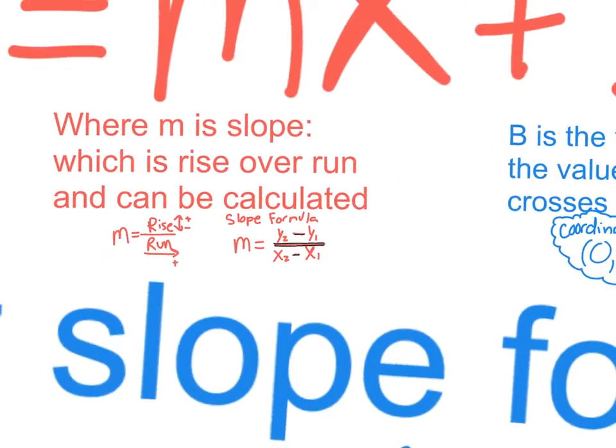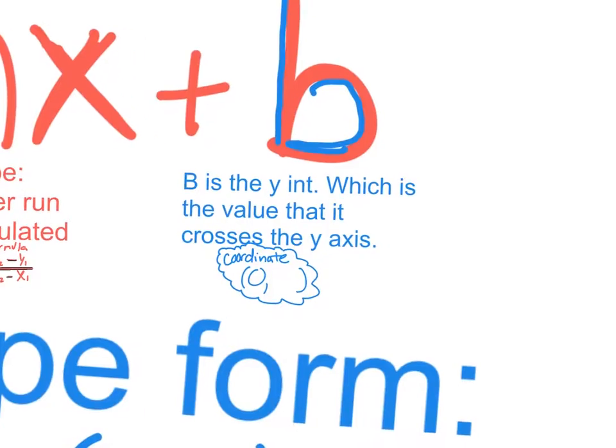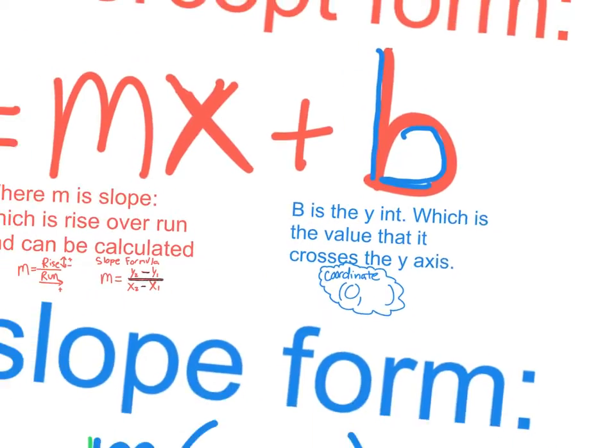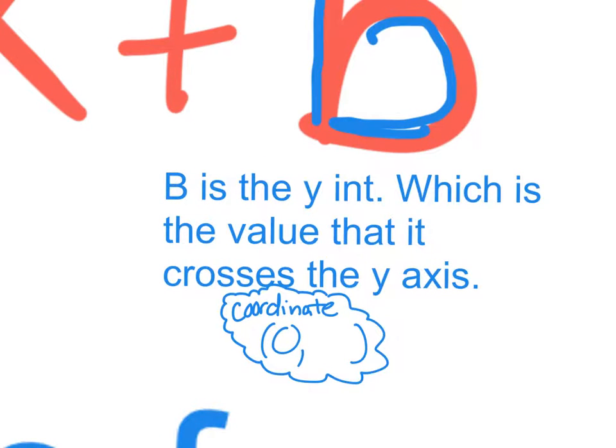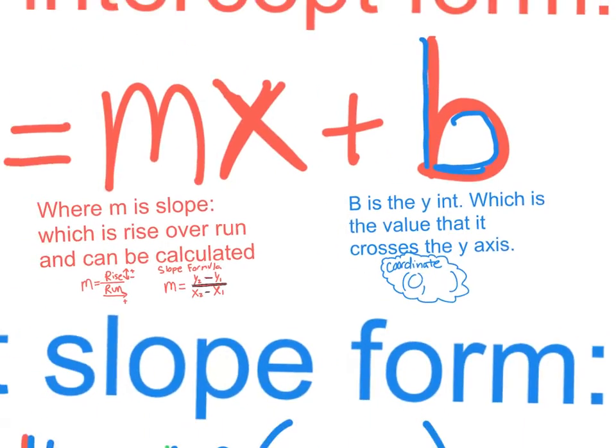And what else? The b value right here, I highlighted in blue on y equals mx plus b. The b value is the y-intercept value, which is the value that crosses the y-axis. As a coordinate, the point where the line crosses the y-axis will be the coordinate 0, comma something, right? You have to have 0 for x in order for that point to land on the y-axis. So that's y equals mx plus b.